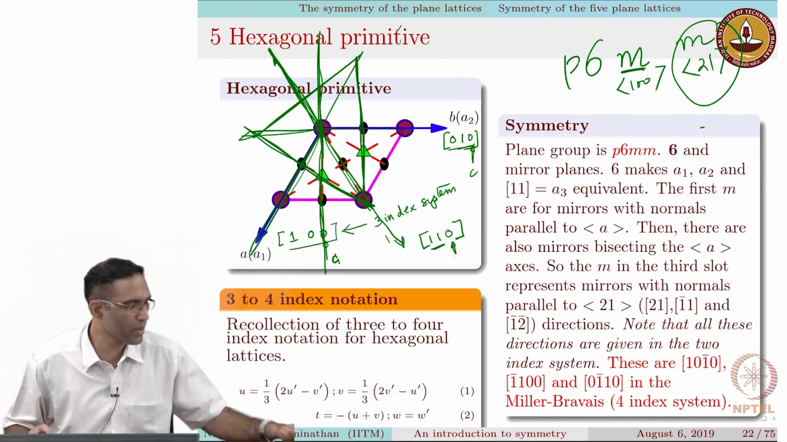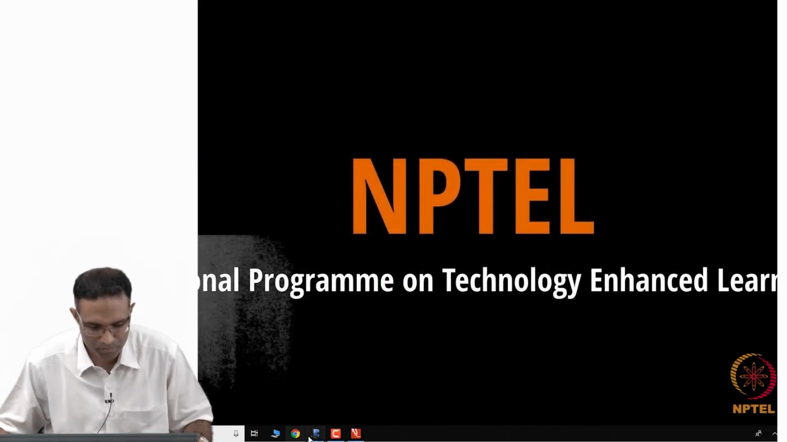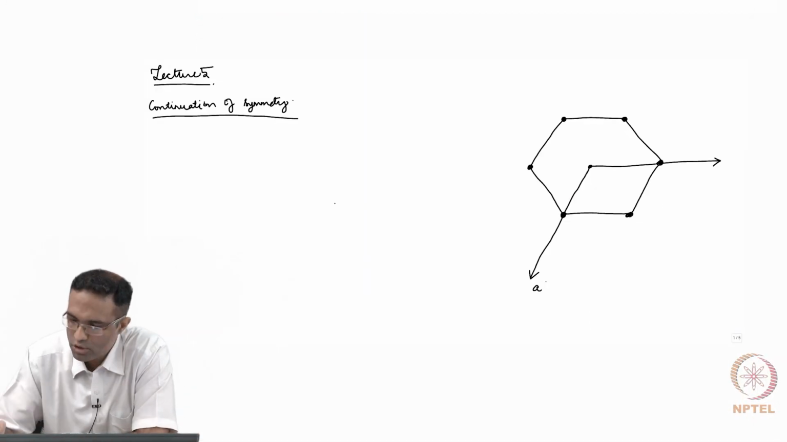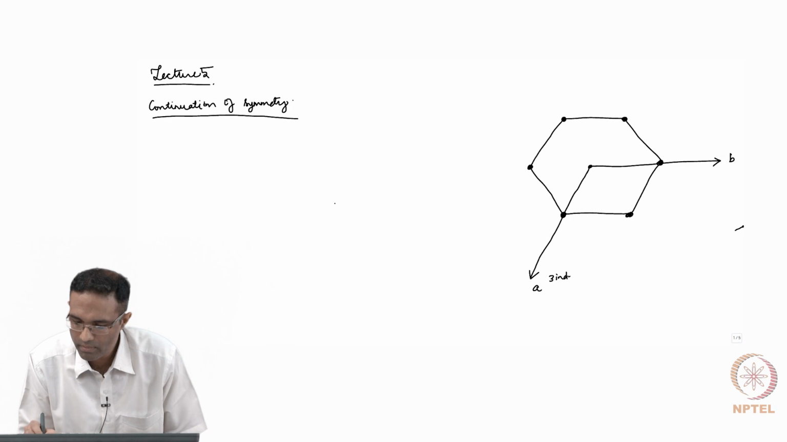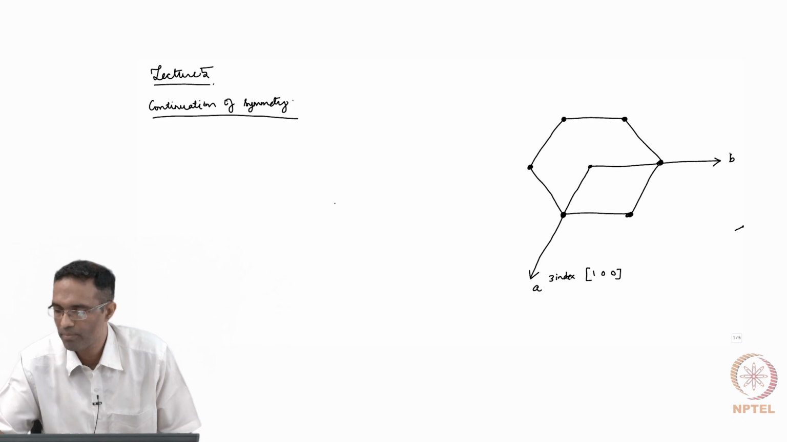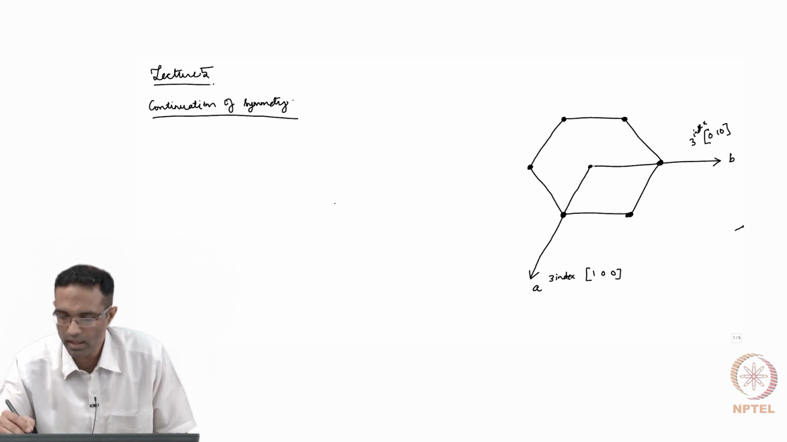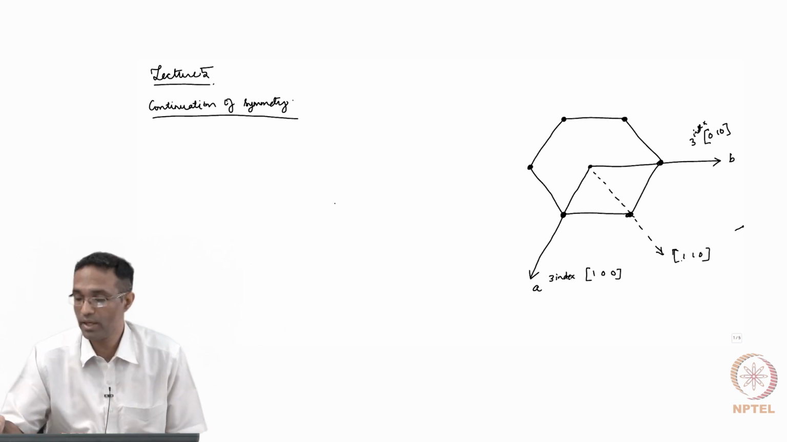Now let us just take a quick detour and look at these symmetry elements. I want you to know that. So we have this to be A and this to be B. In the 3-index system, this is actually 1 0 0, and this direction is actually 0 1 0, and let us take another equivalent direction, and this one happens to be something like 1 1 0, right? 3-index.